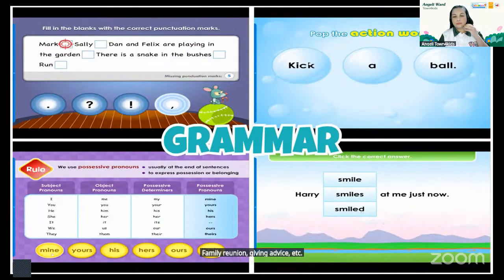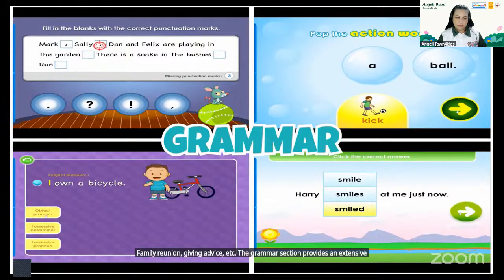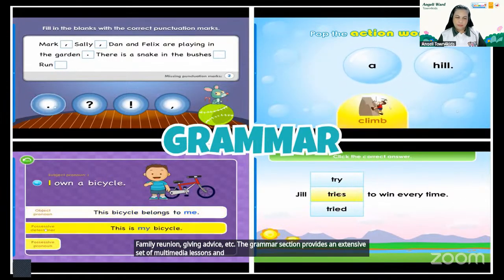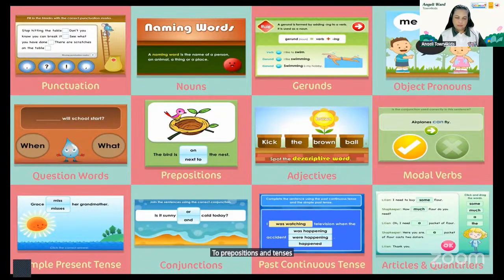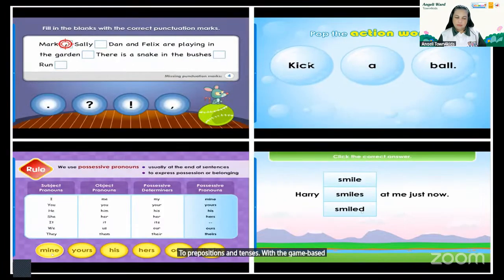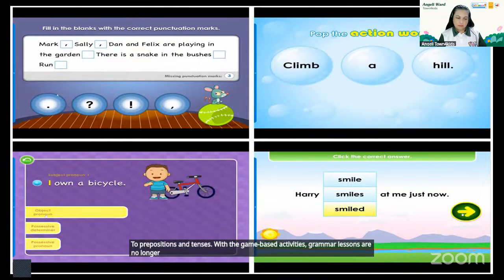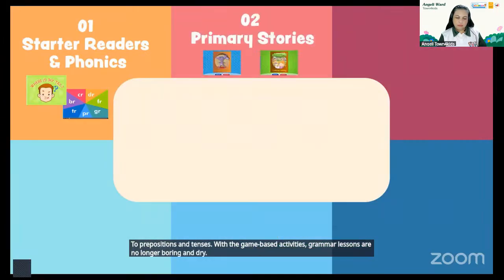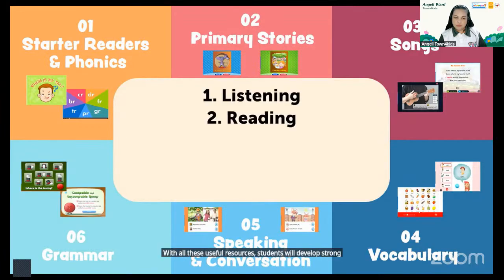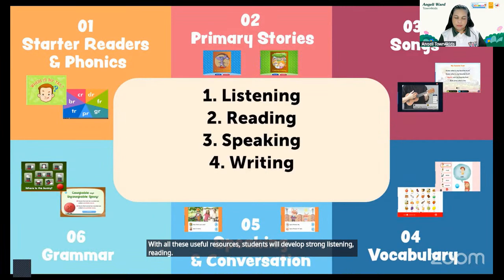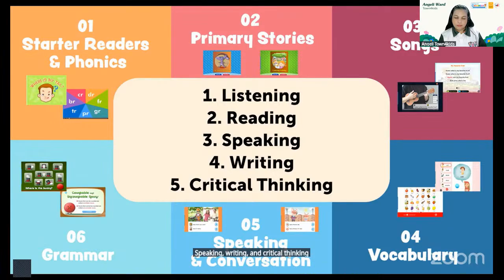The grammar section provides an extensive set of multimedia lessons and activities, from punctuation to prepositions and tenses. With the game-based activities, grammar lessons are no longer boring and dry. With all these useful resources, students will develop strong listening, reading, speaking, writing, and critical thinking skills.